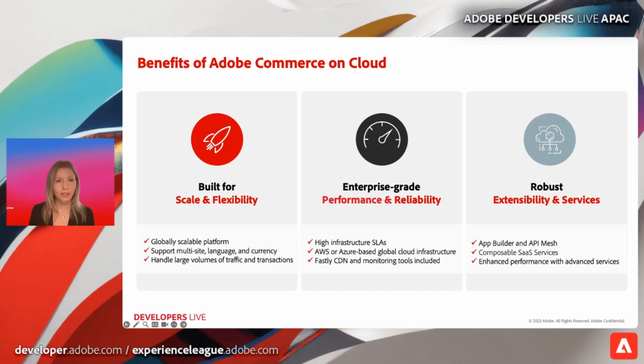Now moving on to the second benefit of Adobe Commerce on Cloud. We have enterprise-grade performance and reliability. We have high infrastructure SLAs of 99.99%. You can choose to be hosted on AWS or Azure, that are popular solutions today for cloud infrastructure. And last but not least, with Adobe Commerce on Cloud comes Fastly. Fastly is a content delivery network, or CDN. It will be included with your staging and production environments.